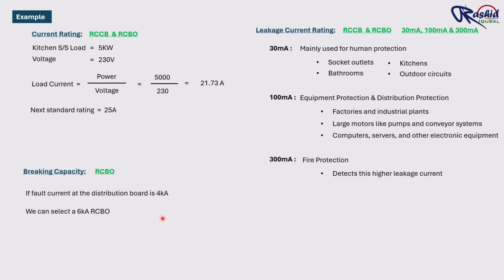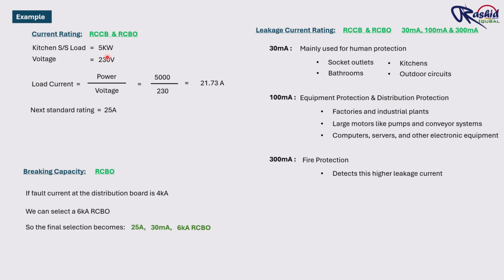6 kA RCBO. So the final selection becomes 25 ampere, this is the current rating, 30 milliampere, this is the leakage current rating, and 6 kiloampere, this is the breaking capacity. This we use only for RCBO. So this rating of RCBO we can select for our example of the kitchen switch socket load.